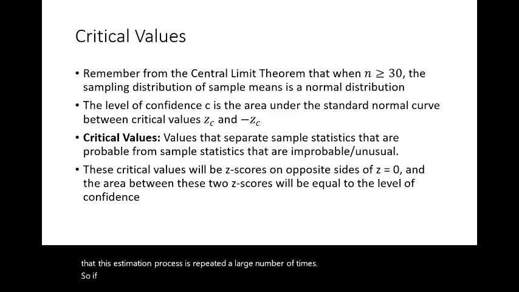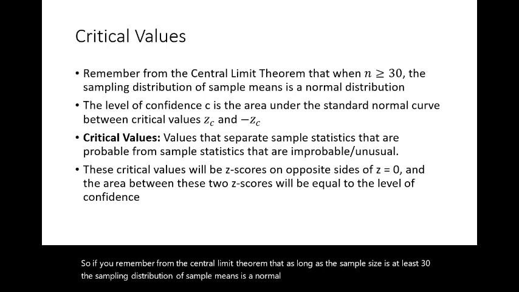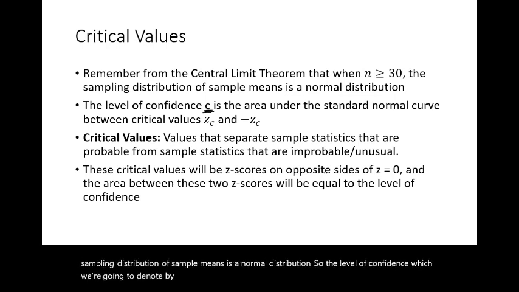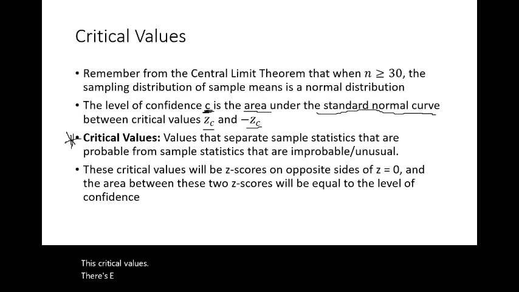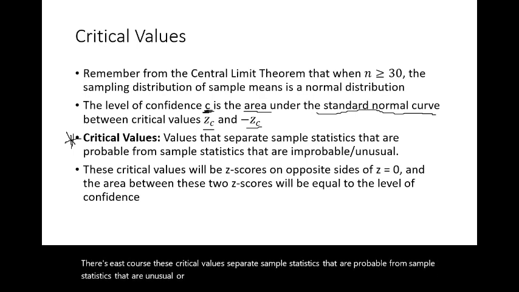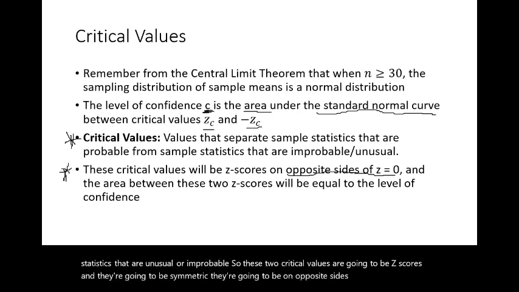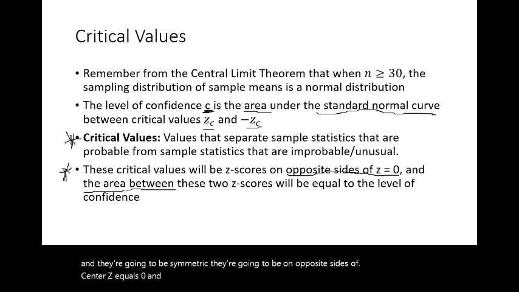If you remember from the central limit theorem, as long as the sample size is at least 30, the sampling distribution of sample means is a normal distribution. So the level of confidence, which we're going to denote by the variable lowercase c, is the area underneath the standard normal curve between two critical values, which we're going to denote as zc and negative zc. These critical values are z-scores. They separate sample statistics that are probable from sample statistics that are unusual or improbable. They're going to be symmetric, on opposite sides of the center, z equals 0. And the area between these two z-scores will be equal to the level of confidence as a decimal.